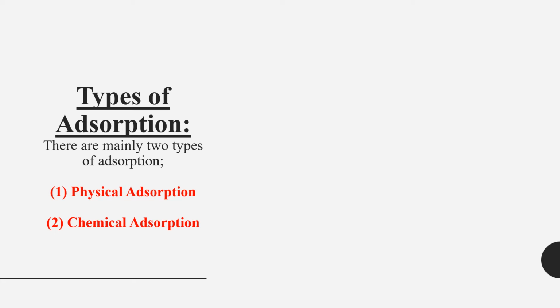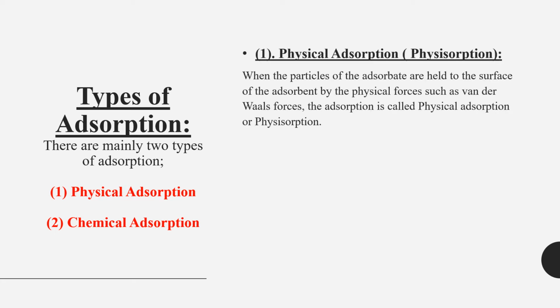Come to the types of adsorption. There are mainly two types of adsorption. One is physical adsorption, the other one is chemical adsorption. Physical adsorption, also known as physisorption: when the particles of the adsorbate are held to the surface of the adsorbent by physical forces such as van der Waals forces, then the adsorption is called physical adsorption or physisorption.